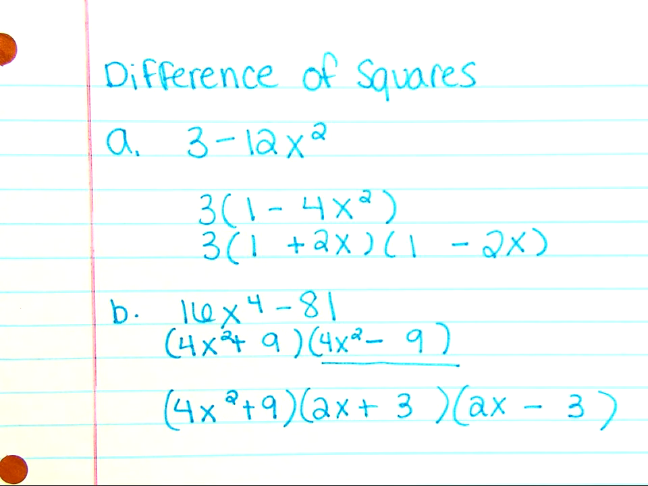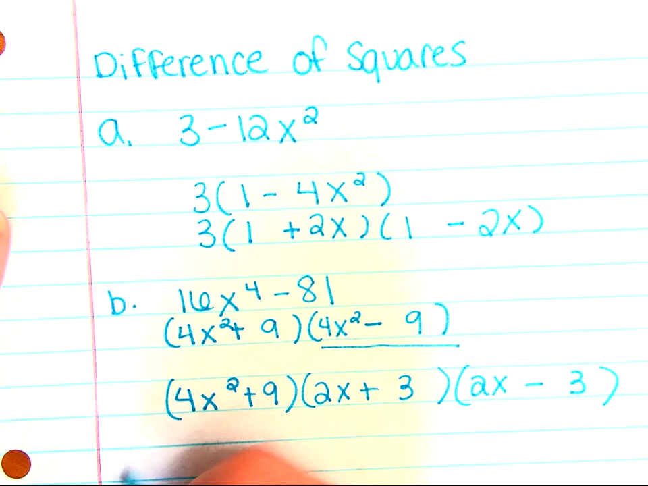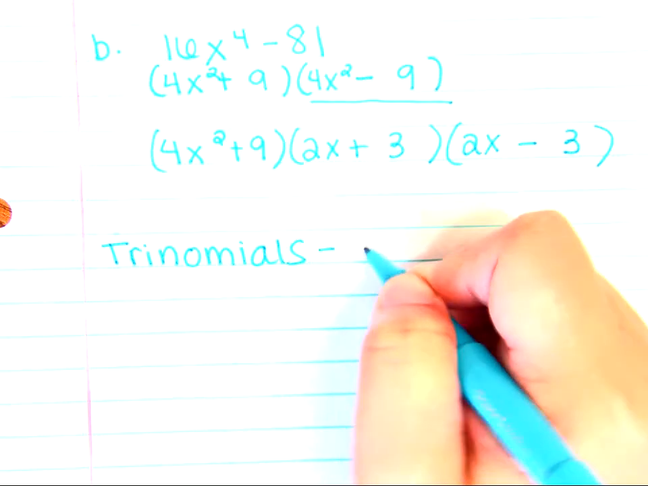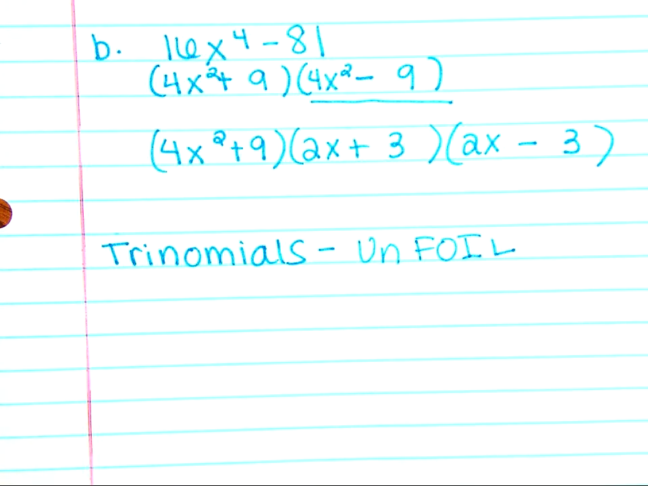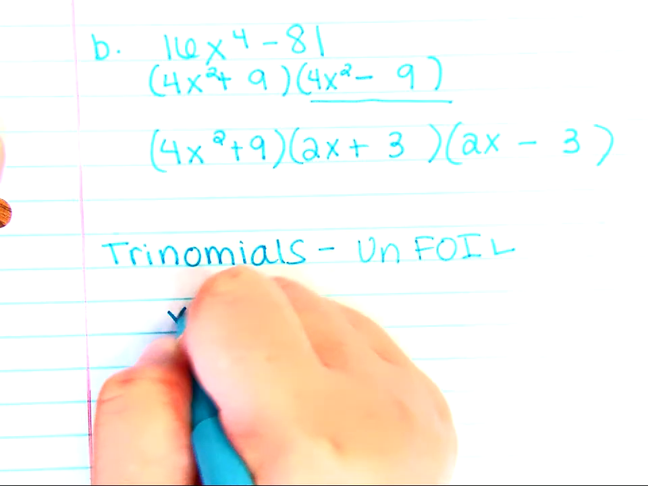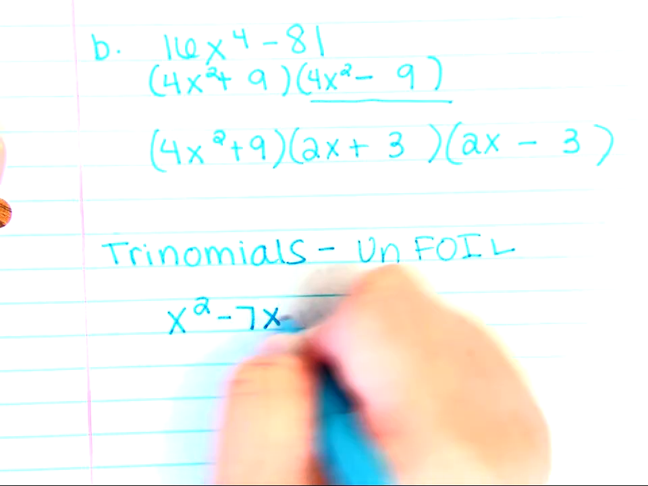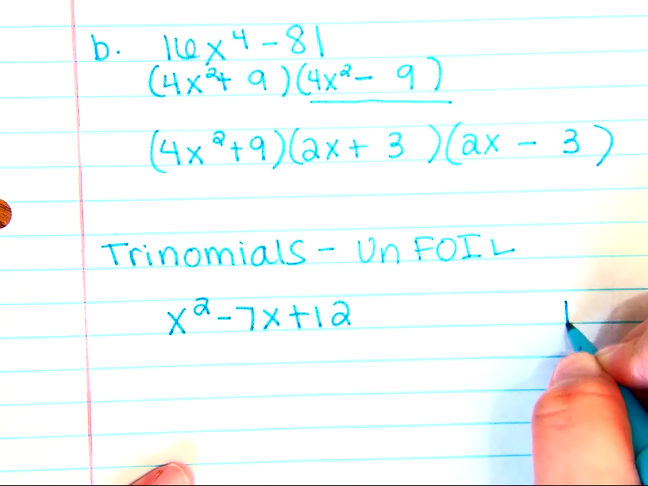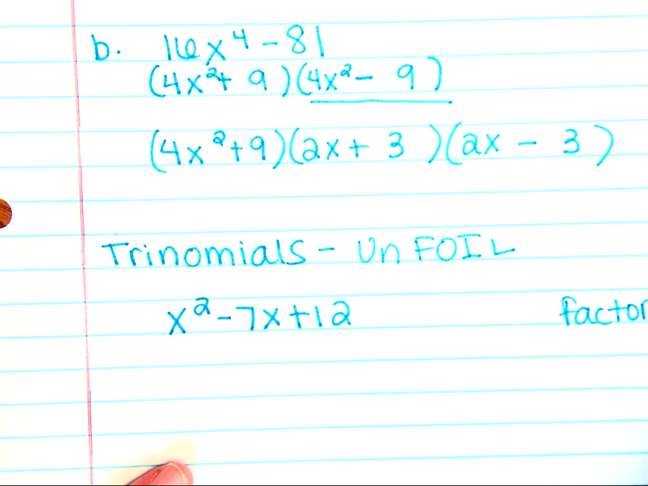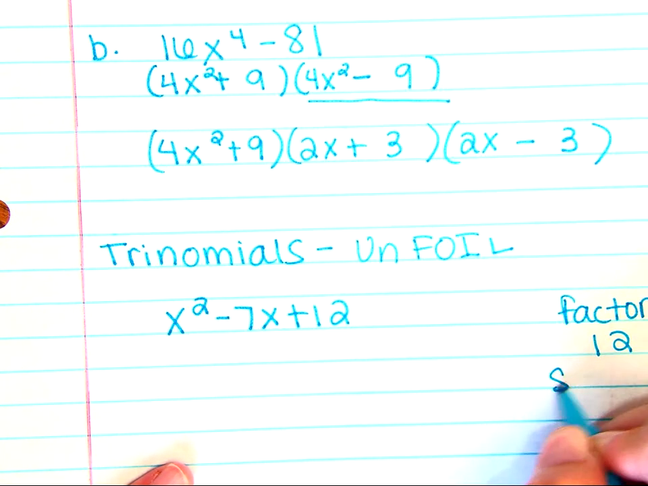Next one I'm going to talk about will be trinomials. I believe on the sheet I'm going to post on the website, this is unfoil. Okay. So, for example, a very basic problem, x squared minus 7x plus 12. So, I'm looking for factors of 12 that sum to get negative 7.